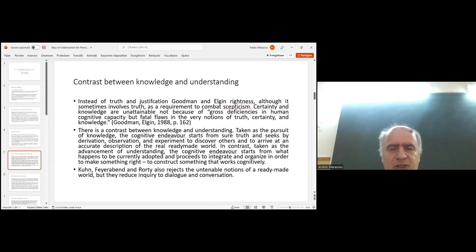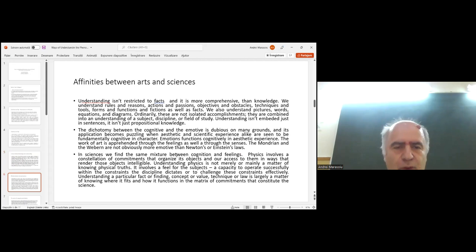Goodman and Elgin mention some philosophers who, let's say, opened this new debate. They are Kuhn, Feyerabend, and Rorty, because they also reject the untenable notion of a ready-made world, but they reduce inquiry to dialogue and conversation inside the community, for Kuhn. But understanding in their view isn't restricted to facts, and it is more complex and comprehensive than knowledge.